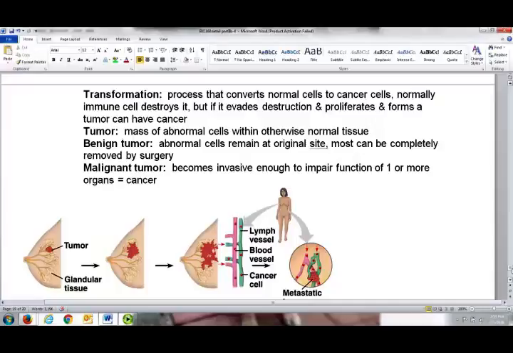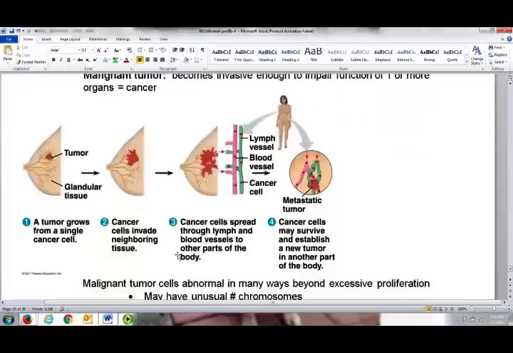With a malignant tumor, it becomes invasive enough to impair function of one or more organs, and this is when it's considered cancer. So you can have a tumor that grows from a single cancer cell. It can start to invade the neighboring tissue, and then it can start to spread through the lymph and the blood vessels to other body parts. So that's when you have the metastatic tumor. So when they start to form another tumor, that is your secondary tumor or your metastatic tumor.